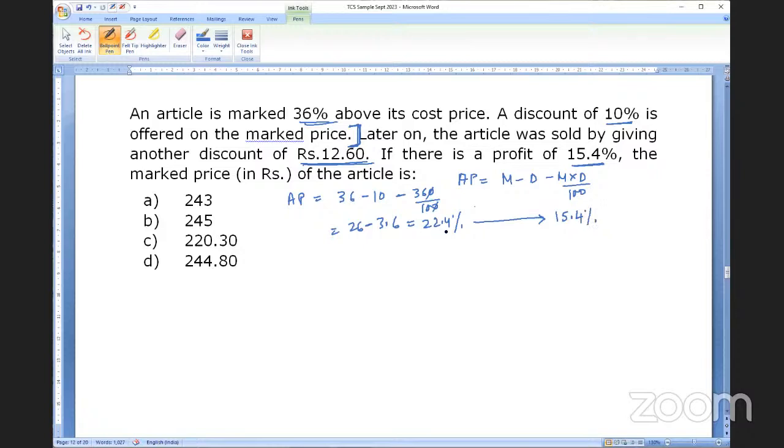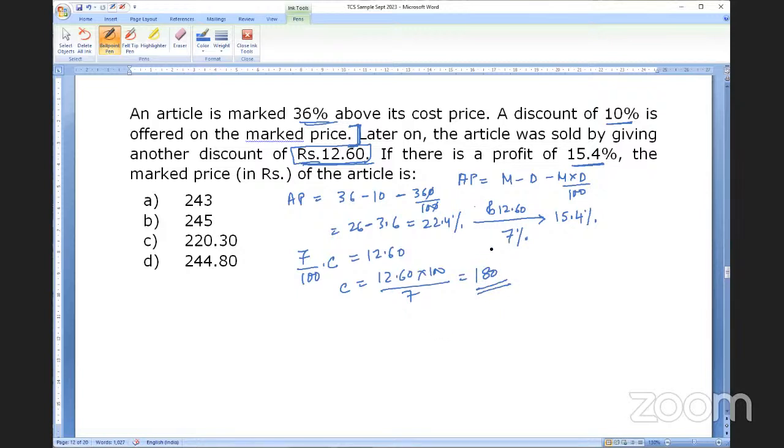That means from 22.4%, it is now 15.4%. 22.4 minus 15.4 is 7%. And in amount, this fall is worth rupees 12.60. That means 7, and we know that profit is always calculated on cost. That means 7 by 100 into cost price is equal to 12.60. If we calculate, this will be 12.60 into 100 by 7, which is 180. That means the cost price of this article in the given question is rupees 180.